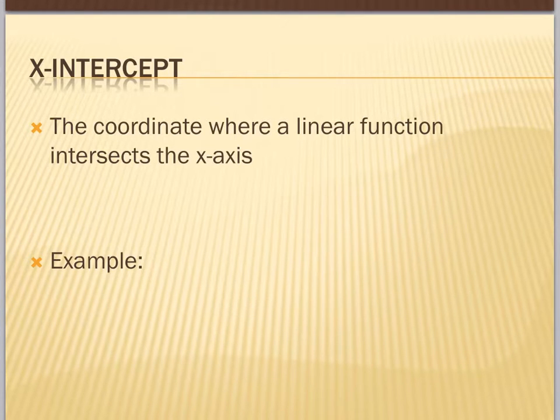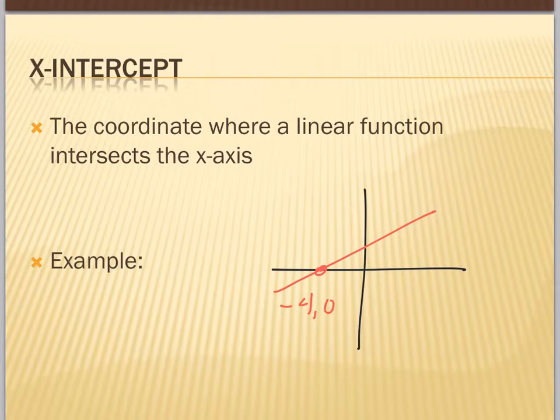Kind of a no-brainer idea, really. If you have a graph, it is where your line crosses the x-axis. So y-intercept, right, is where it crosses the y-axis. X-intercept is where it crosses the x-axis. So whatever that coordinate happens to be, this one looks like it could be -4, 0, right? So that's our x-intercept. There you go.